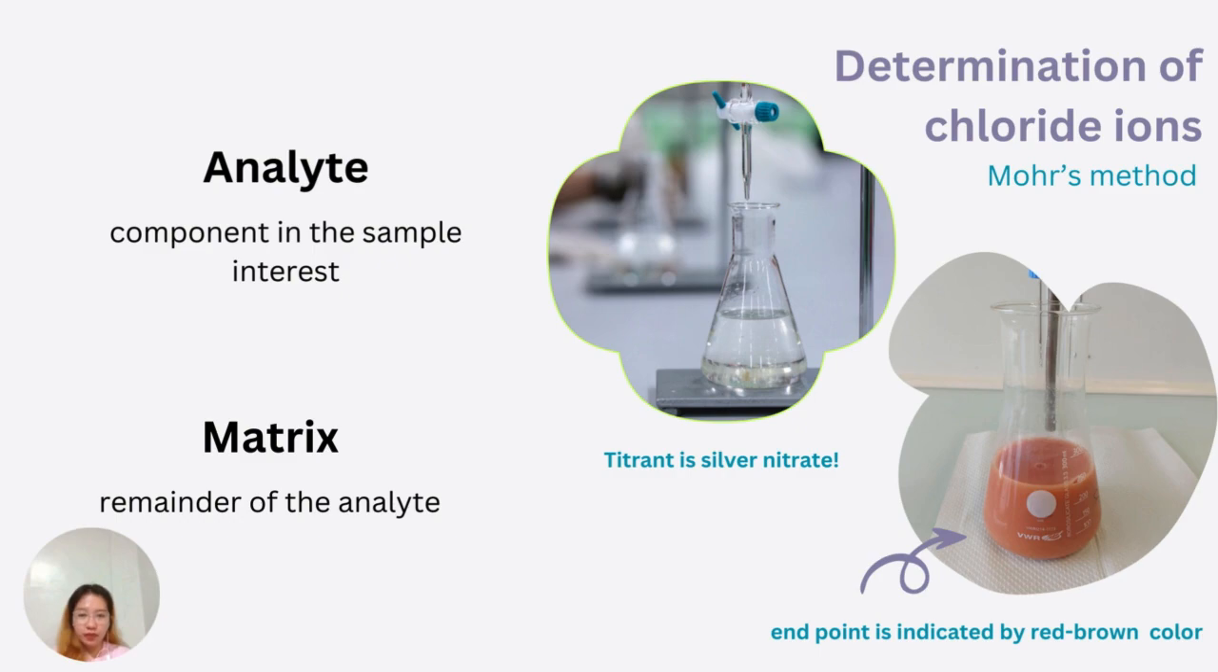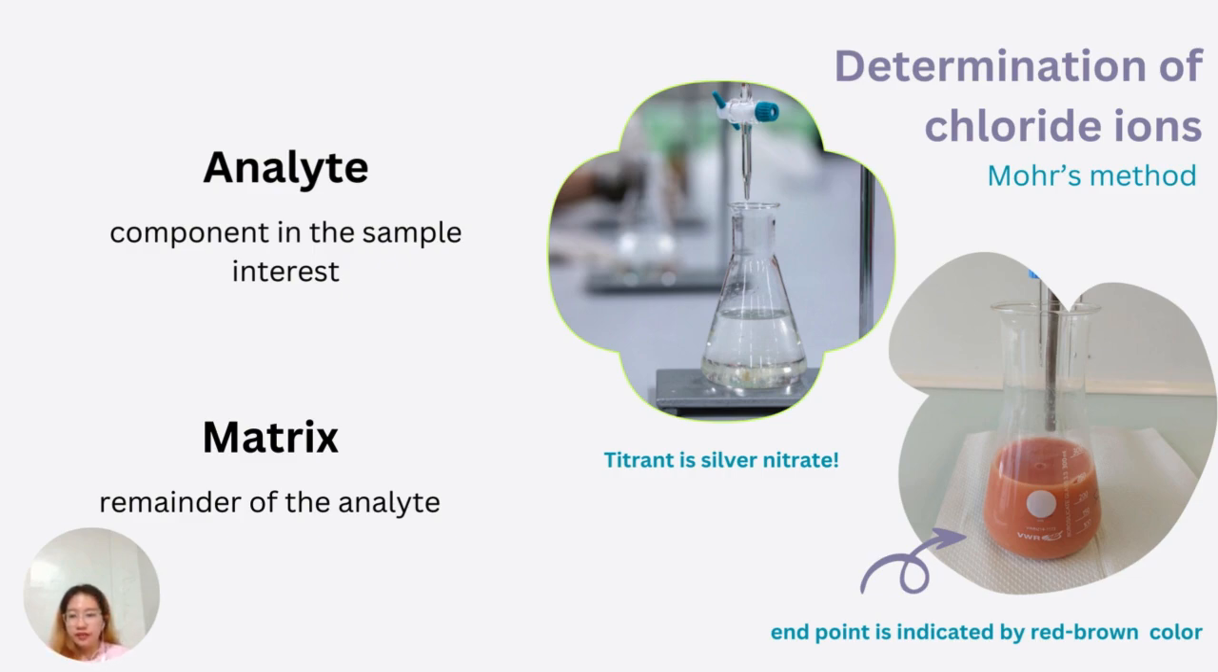First, we should learn some terms and definitions. So, an analyte is the component in the sample of interest, while a matrix is the remainder of the sample. As an example, I would like to introduce the Mohr method in determining chloride ion concentration in a solution. This method can be used to determine the chloride ion concentration of water samples from many sources, such as stream water, river water, and more.